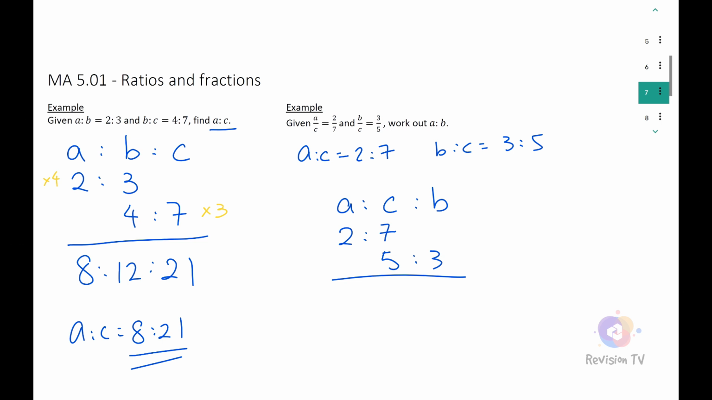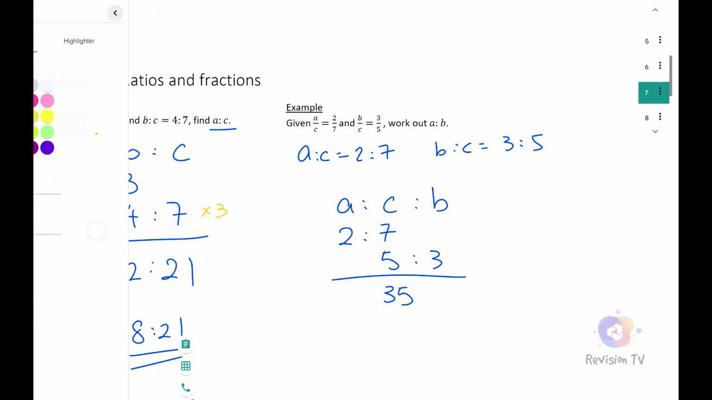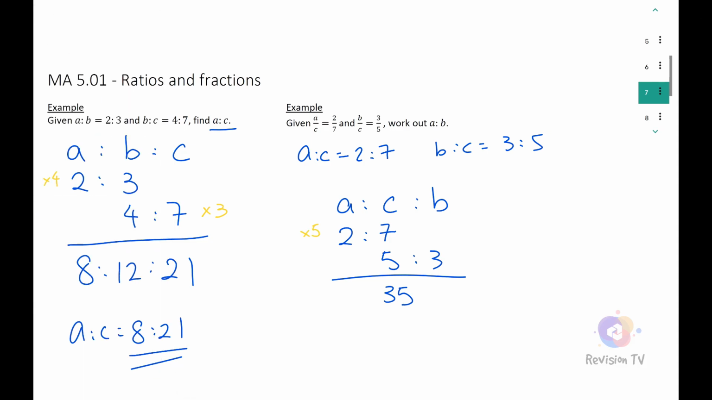7 and 5, the lowest common multiple is 35. So I need to multiply the top line by 5 because 5 times 7 gives you 35. The bottom line, you make it 7. Or you can think of it basically like cross multiply. So 2 times 5 is 10. 3 times 7 is 21. Therefore, A to B is 10 to 21.